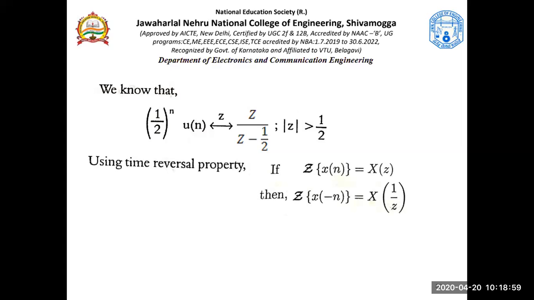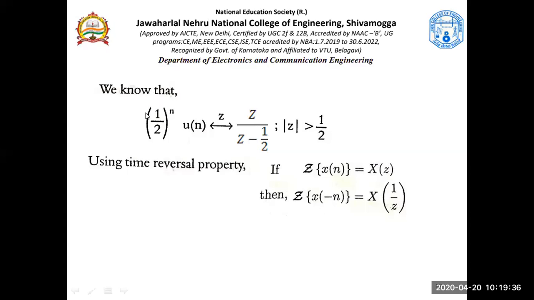In the time reversal property, what happens? If you have x of n, its transform is x of z. If you have x of minus n, in the x of z of x of n, replace z by 1 by z. Again, something that we have seen in the earlier problems. Z transform of x of n is x of z. So what is the Z transform of x of minus n? It is x of 1 by z. In the Z transform of x of n, whatever x of z you obtain, you have to replace z by 1 by z.